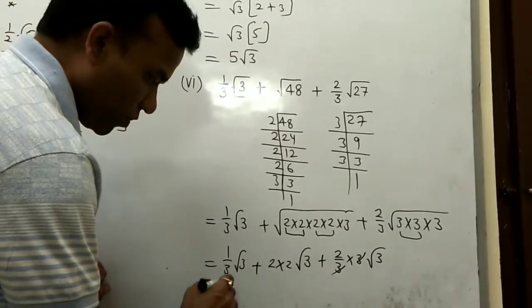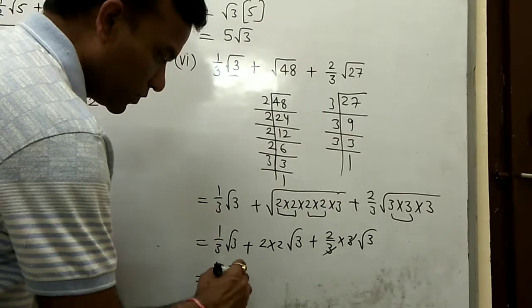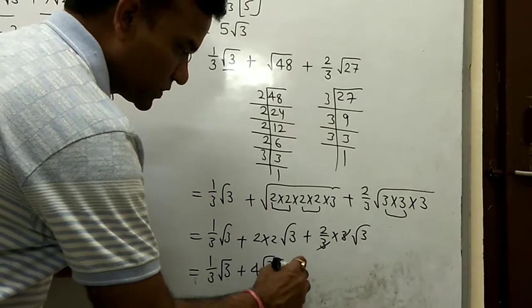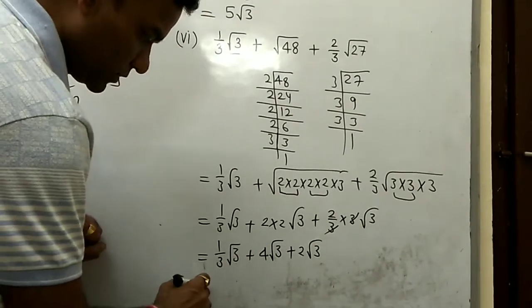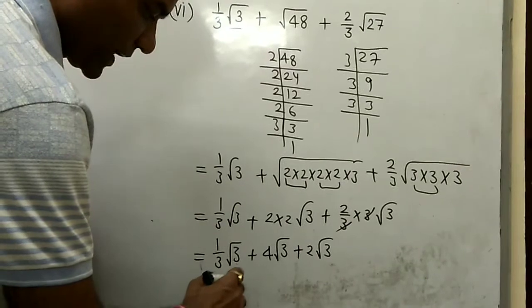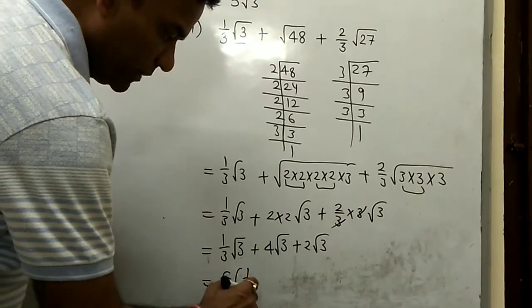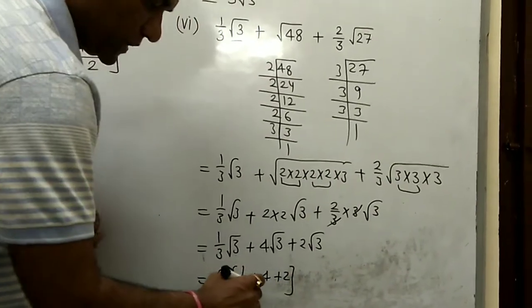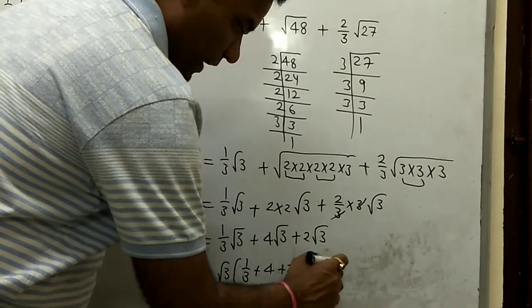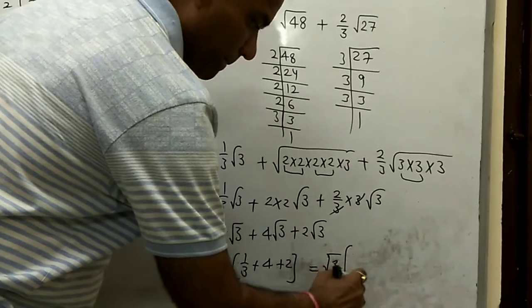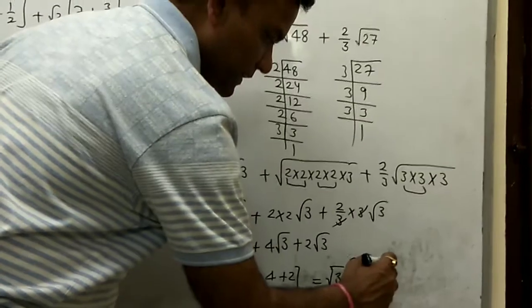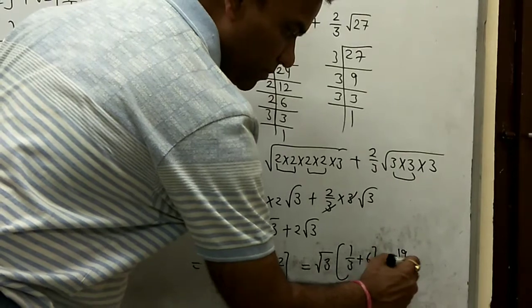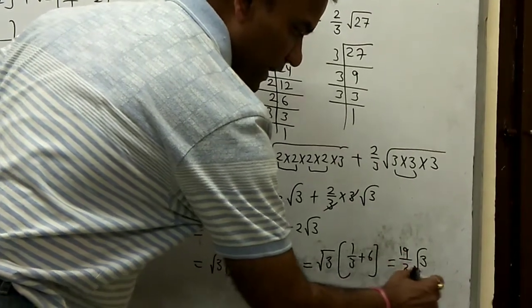And now 1 by 3 of root 3 and 2 to the 4 root 3 and then plus 2 root 3. So now again the concept is same. You're taking root 3 outside because root 3 is a common number, and then plus 4 plus 2. So 4 plus 2 is 6. So you have root 3 and 1 by 3 plus 6. So 3 sixes are 18. 18 plus 1 is 19 by 3 and root 3 is the answer.